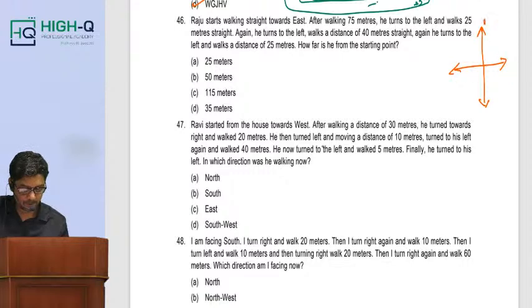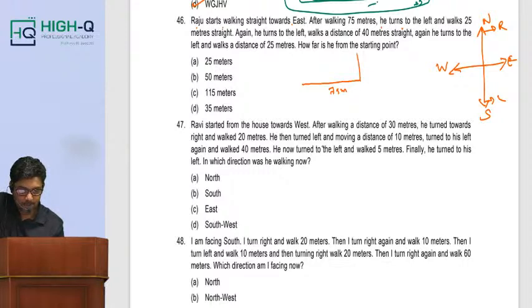This is very important: north, south, east, west. First, this is my right, my left. Raju starts walking straight towards east. After 75 meters, he turns to the left and walks 25 meters. Next, again he turns to left, walks 40 meters.